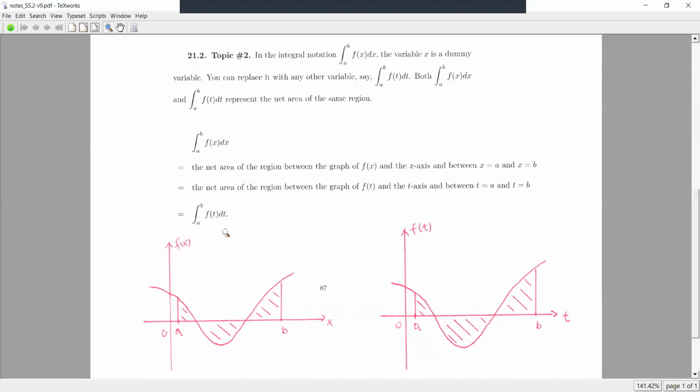So, in the integration notation, x is not important. You can use any other letter to replace x, and it doesn't change the value of the integral.